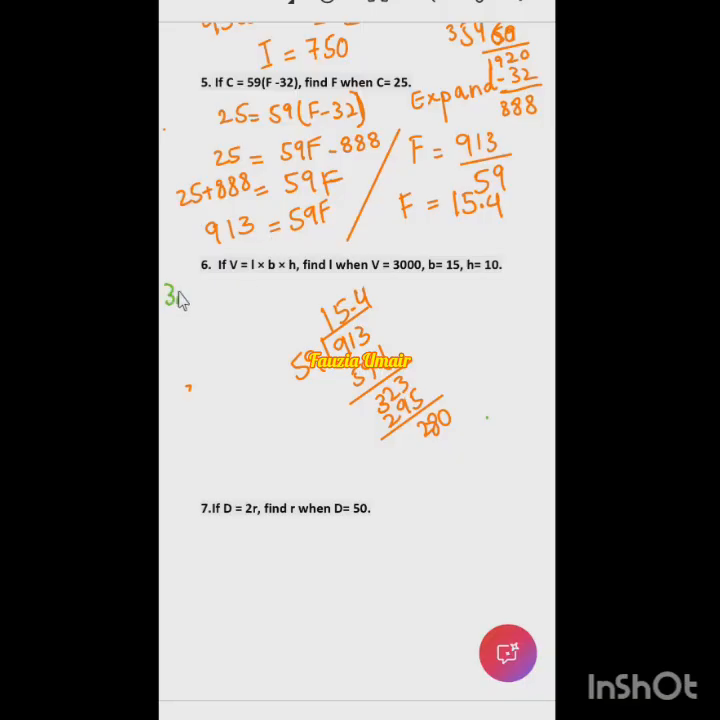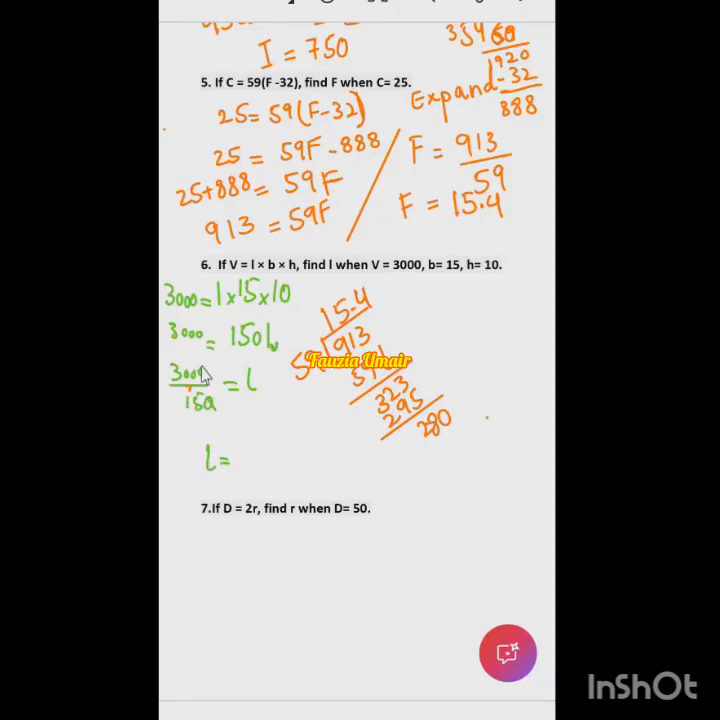So it will be 3000 is equal to length multiplied by 15 multiplied by 10, right? So you can just multiply these. 15 into 10 is 150. 150 L. So now this L is multiplied by 150 on this side. When it goes to the other side of the equation, it will go in division. So 3000 divided by 150. So what will be the value of L?